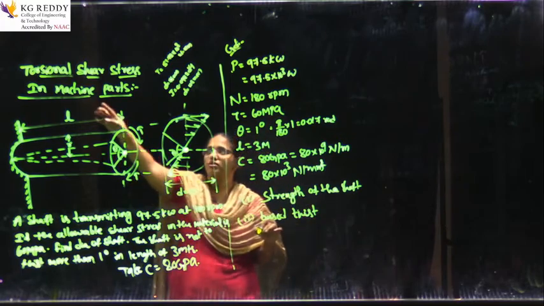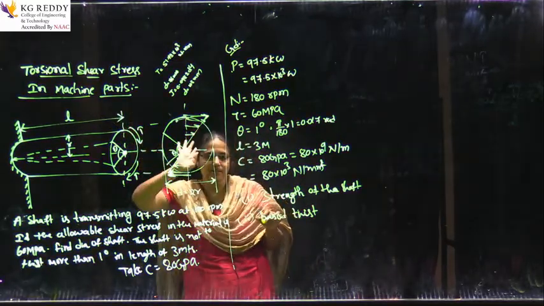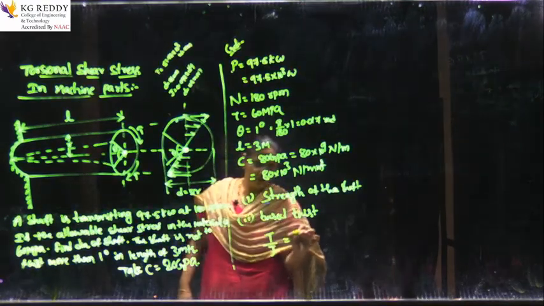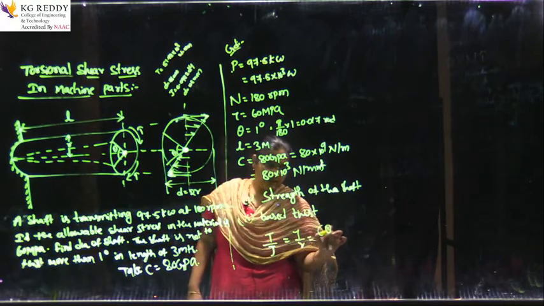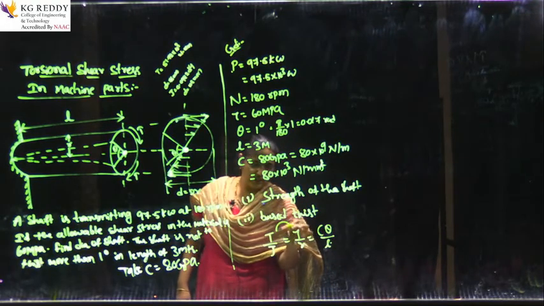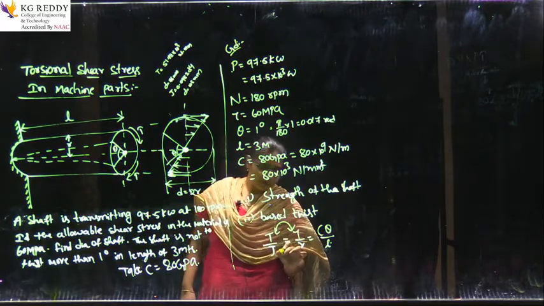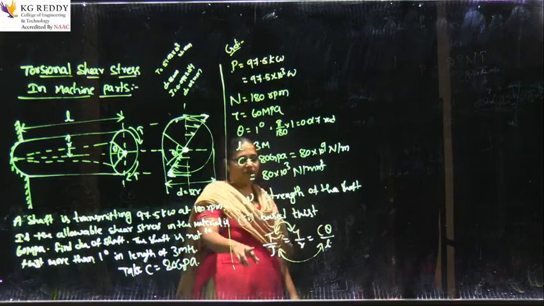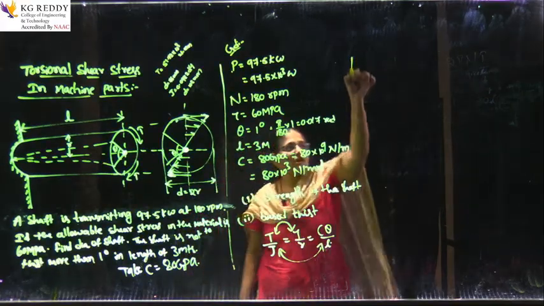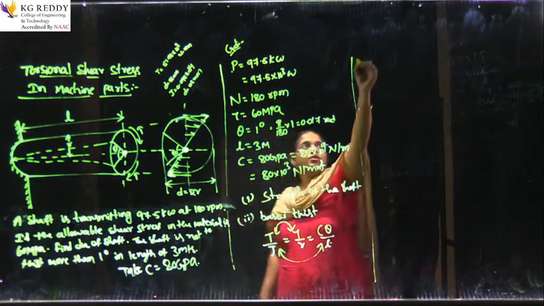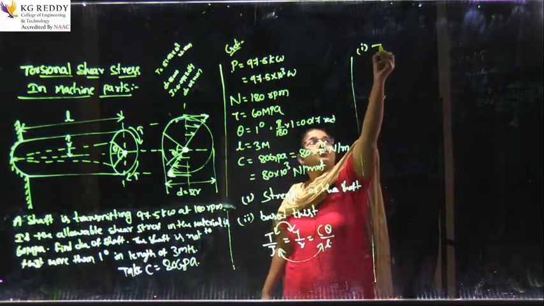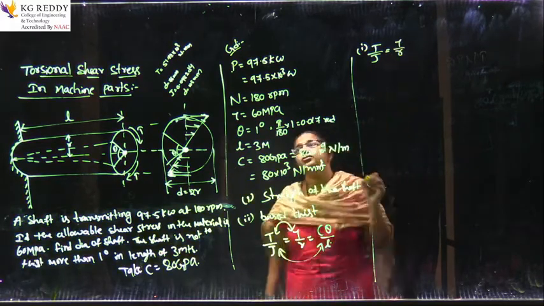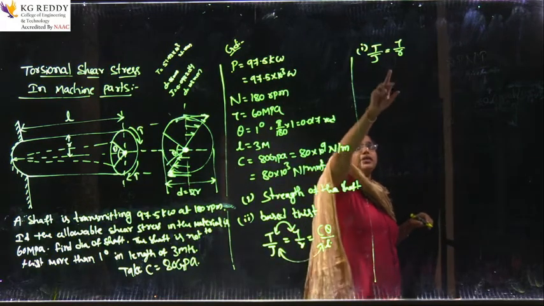We have derived the torsional shear stress equation based upon some assumptions in the previous classes. That equation is always T by J equals tau by R equals C theta by L. In one case, based on the strength, I will take these two terms of the equation, and in the other case I will take care of the other two terms. Therefore I can solve for the diameter of the shaft. First we will discuss the strength of the shaft, that is T by J equals tau by R.